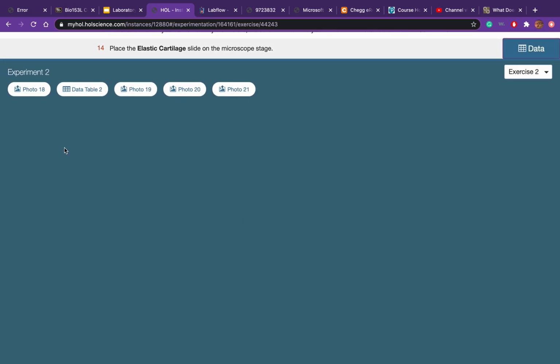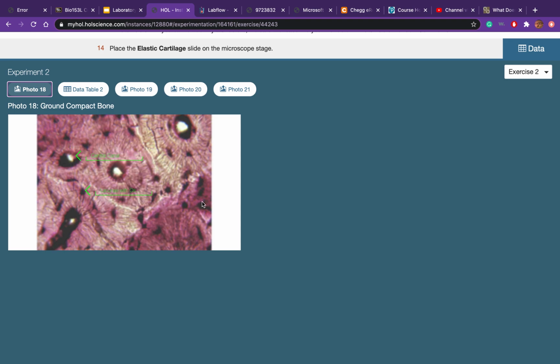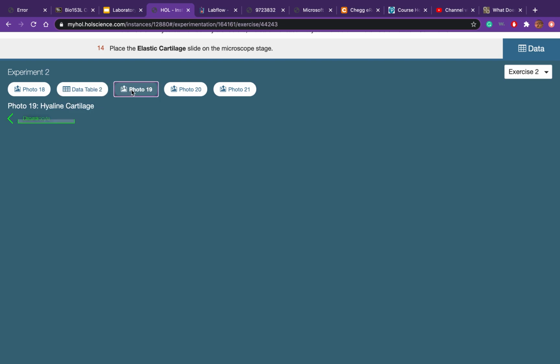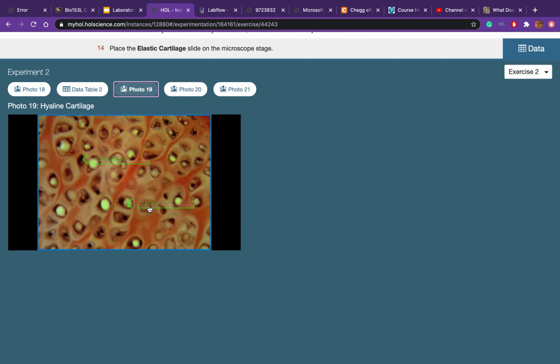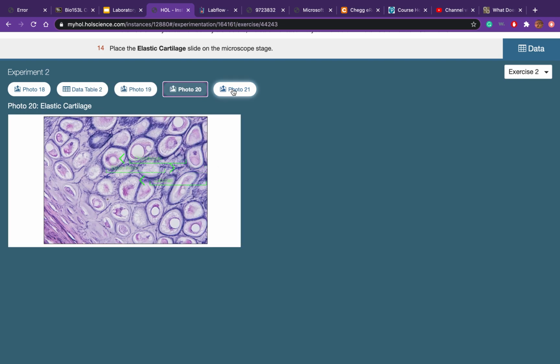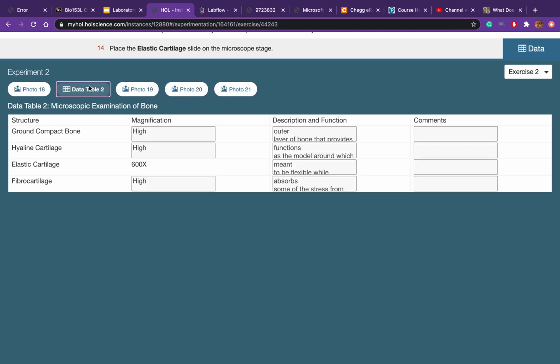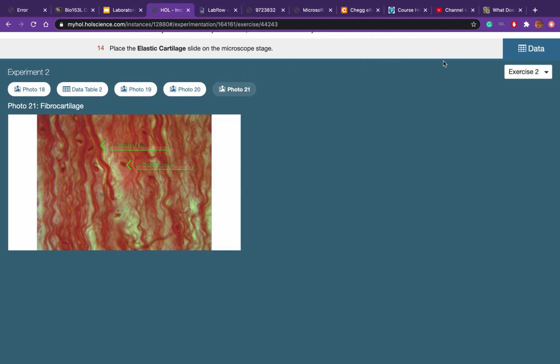I'm going to show you my slides. As you can see, the ground compact bone I labeled here. I'll talk about that in a little bit. These are the different types of slides with some labeling, and then as we saw before, you have to put the magnification as well as the description and the function of what those cartilages do and look like. You can ignore the comment sections, nothing really.